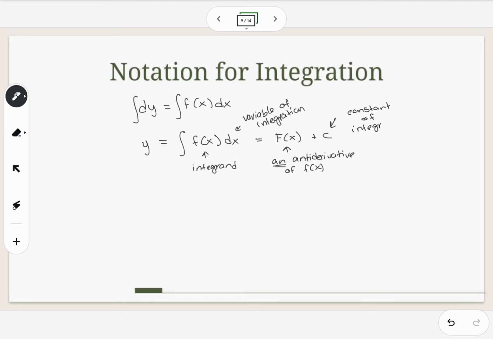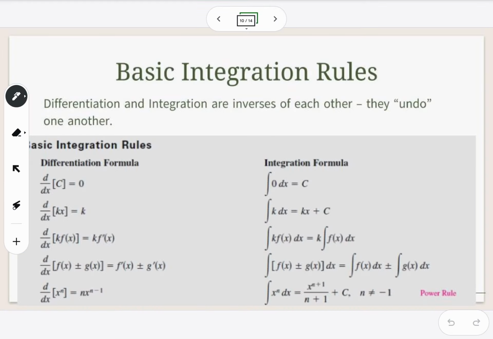Okay, so you will be dealing with a lot of problems that look very similar to this. And we're going to walk through exactly this process. How do I get from this stage to this stage? It's finding a derivative, but in reverse. So let's look at some of your basic integration rules over here.